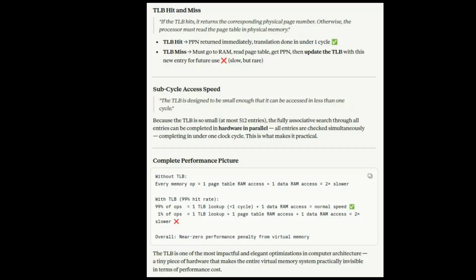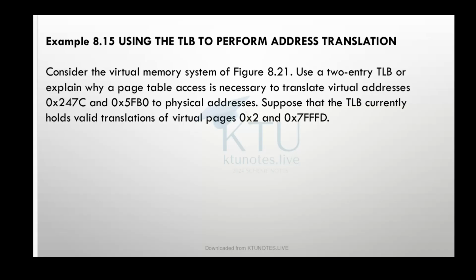Now the TLB is designed to be small enough that it can be accessed in less than 1 cycle. You have to understand the TLB is very small, only 16 to 512 entries. That is why you can access it in less than 1 clock cycle. Now you see, without a TLB, every memory operation has to take one page table RAM access as well as one data RAM access. It becomes 2 times slower. That is why we are using the TLB.